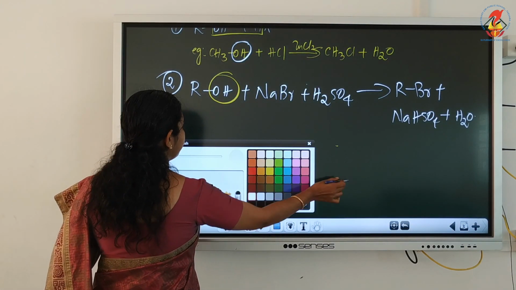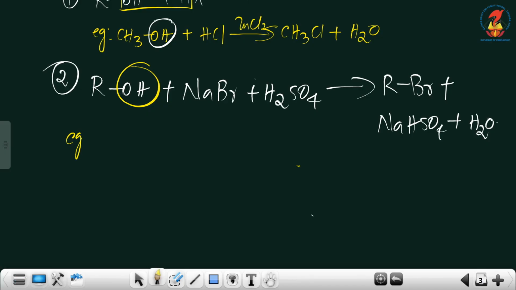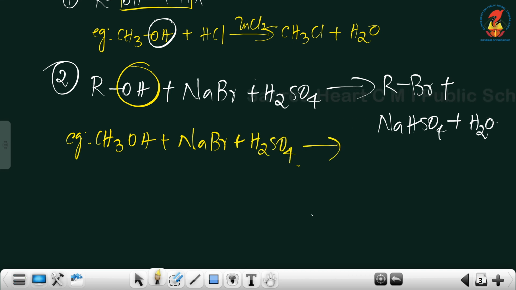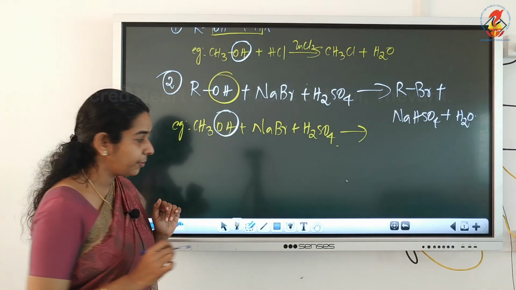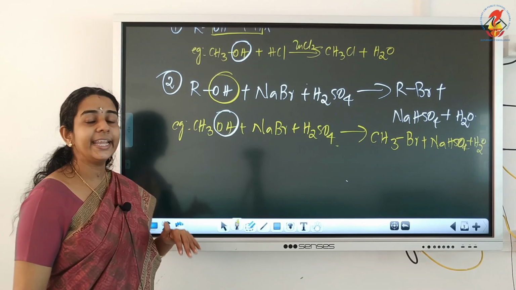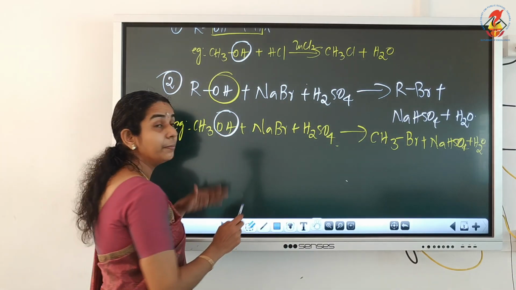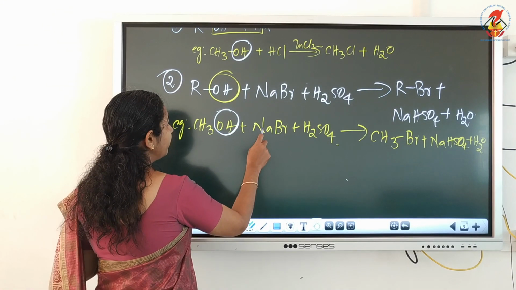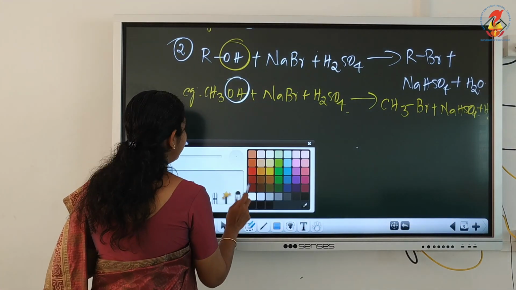For example, CH3OH on reaction with sodium bromide and sulfuric acid. What is the basic reaction happening? From alcohol, the OH will be replaced by bromine. The product will be CH3Br plus the byproducts NaHSO4 and water, sodium bisulfate and water. So it is the second reagent for the preparation of alkyl bromides only. We cannot prepare any other halide using this method, only bromides.